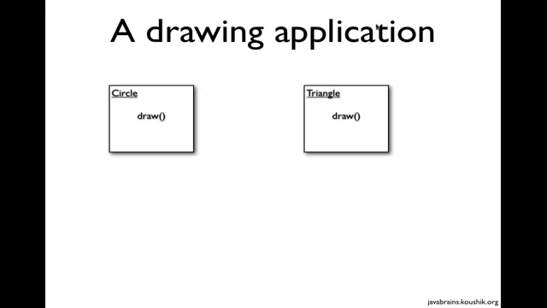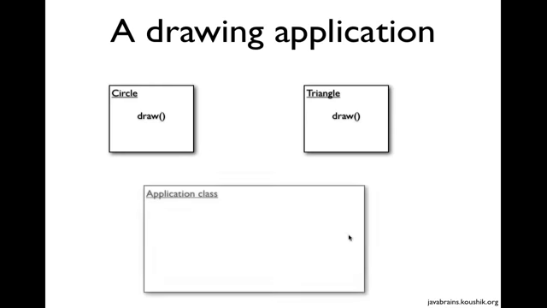Now, let's say I have a drawing application and I have code that draws different shapes, a triangle, a circle, and a square, and I'm using that code in order to draw certain shapes on the screen. Now I have a circle object, say, and the circle object has a draw method, and I have a triangle object, and the triangle object has a draw method. Now I can use these objects in order to draw a circle or a triangle on the screen.